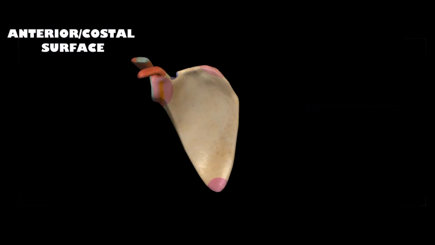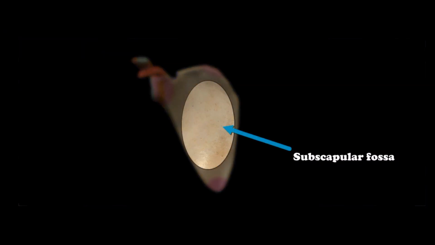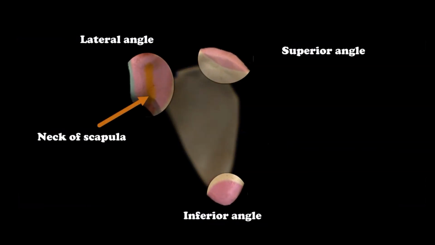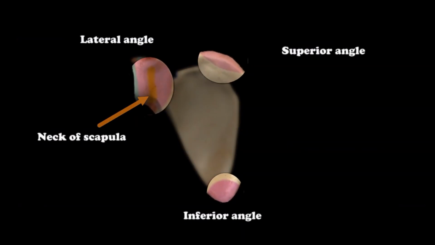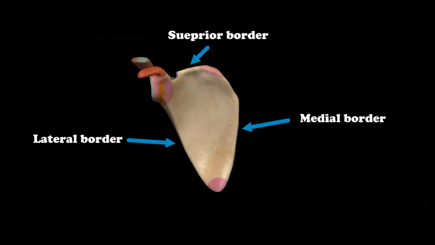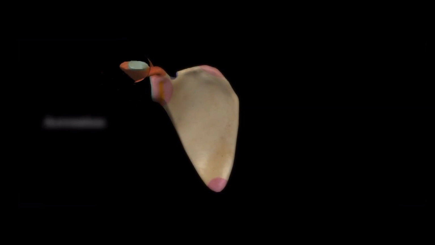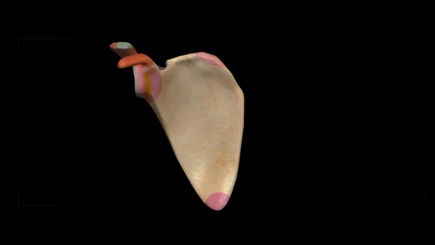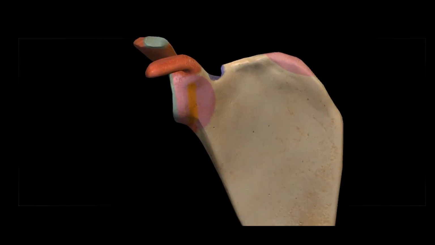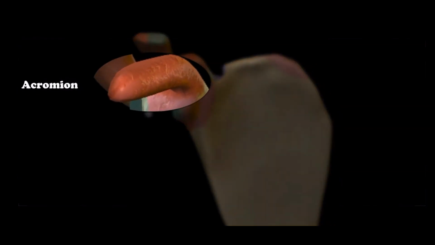Costal surface of the scapula faces the rib cage. It contains a large concave depression over most of its surface known as subscapular fossa. Borders, angles, and neck of the scapula are also visible. You can also label the acromion of the scapula on this surface. Coracoid process, that is a hook-like projection, can also be identified on this surface.